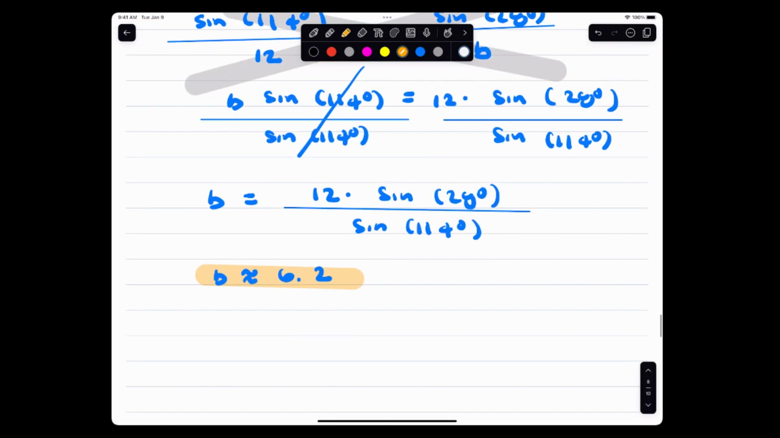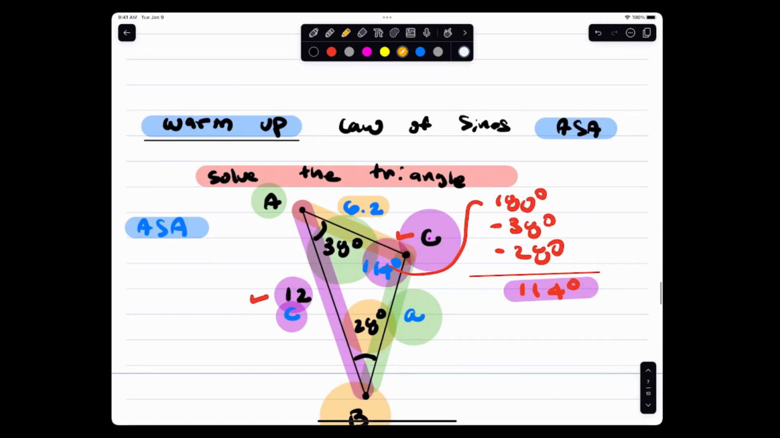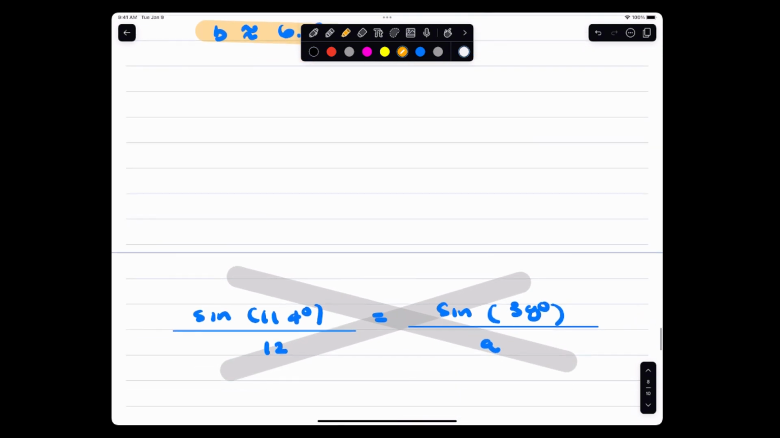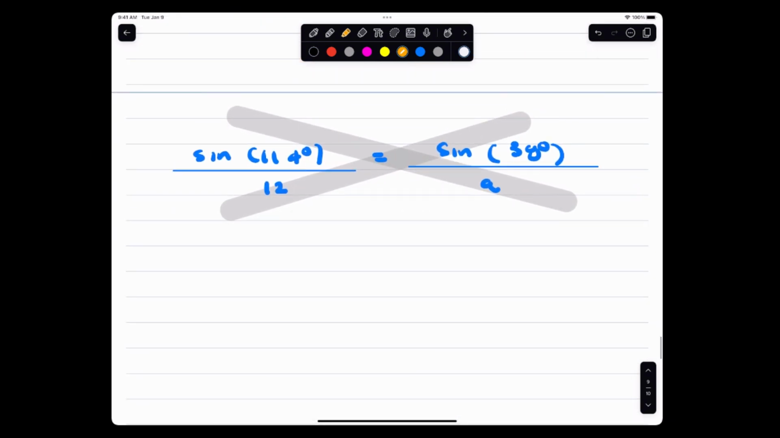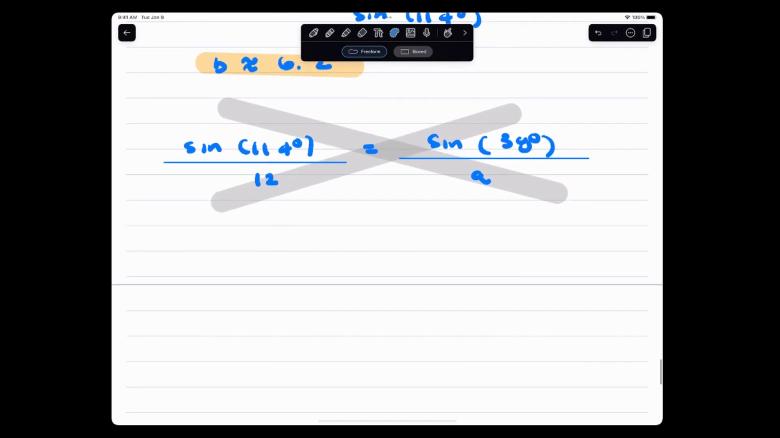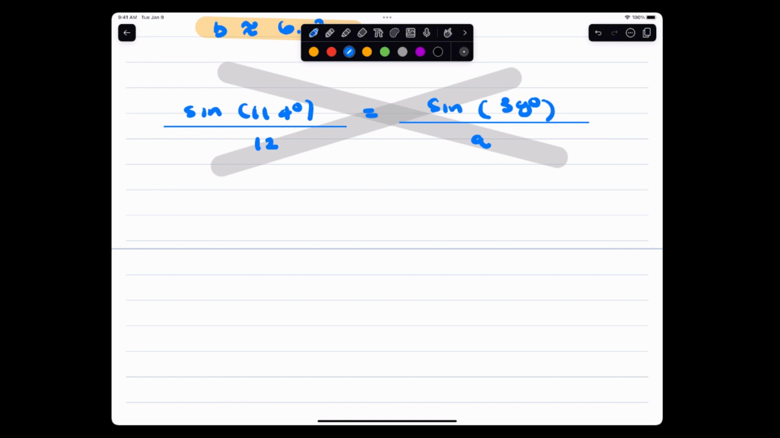We're almost there. What do we need to do now? What's the other one? A. Okay. So for A, I think we still have it. A sine 114 becomes 12 sine of what? 38.